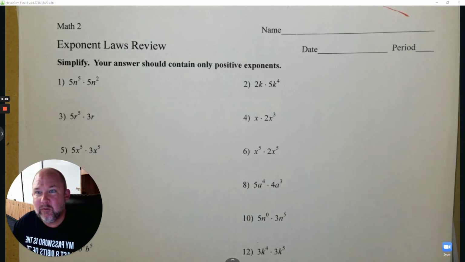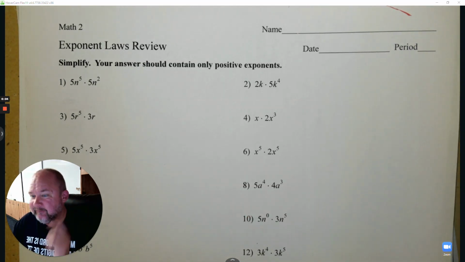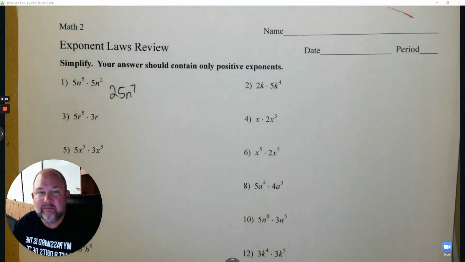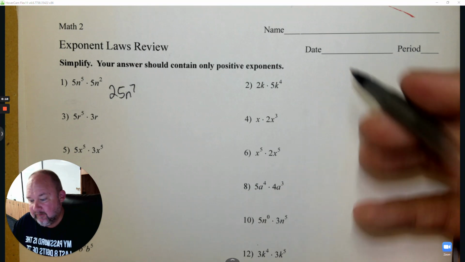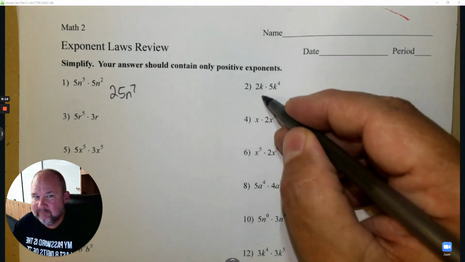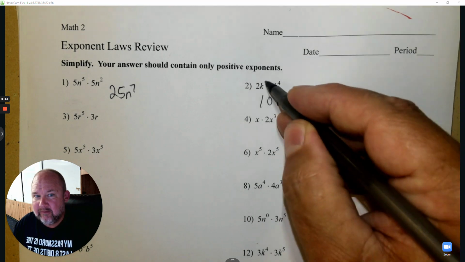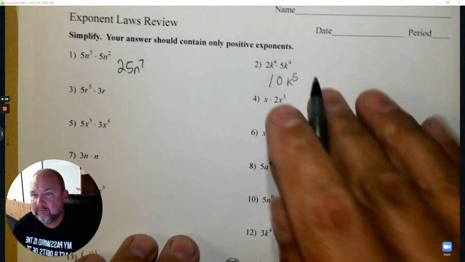Here we go. Exponent laws. Can you multiply? Can you add the exponents? You try it. Multiply and add the exponent. Remember, when you don't see an exponent, that means it's 1. So you're going 1 plus 4.